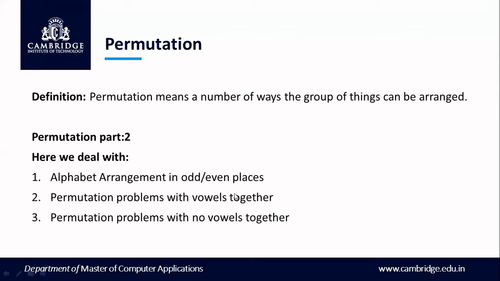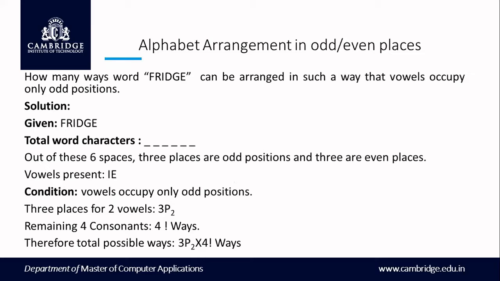The problems we are going to deal with today are how to arrange alphabets in odd or even places, permutation problems which deal with vowels always together, and permutation problems with no vowels together. So let us have some example problems under these three categories. The first one, let us start with arranging alphabets in odd or even places.